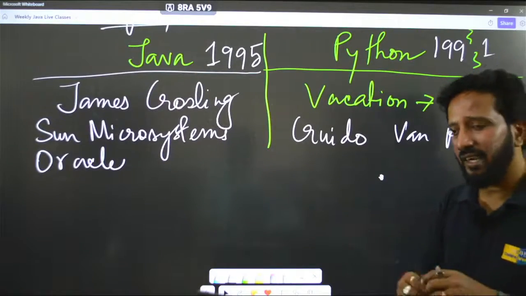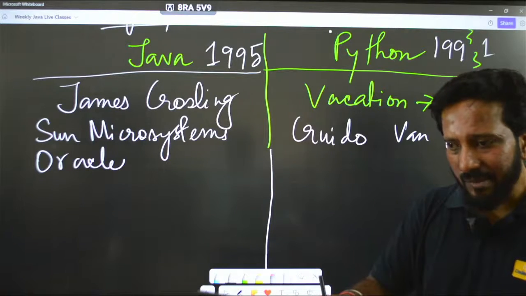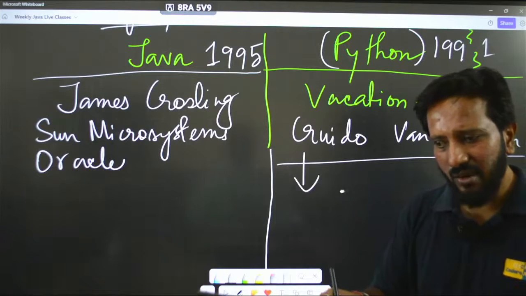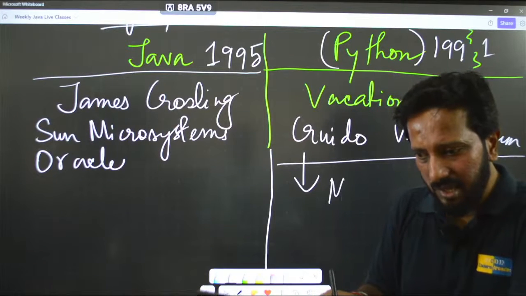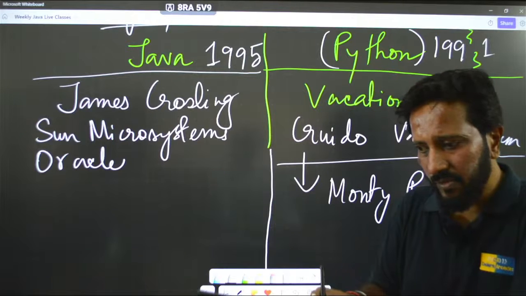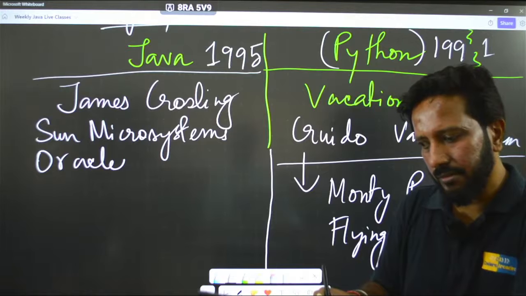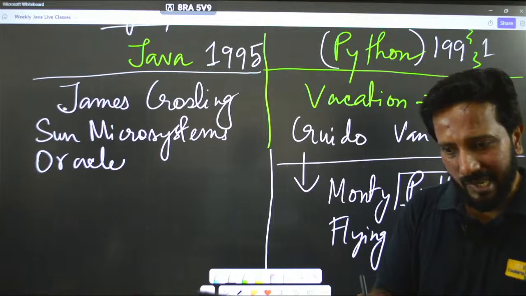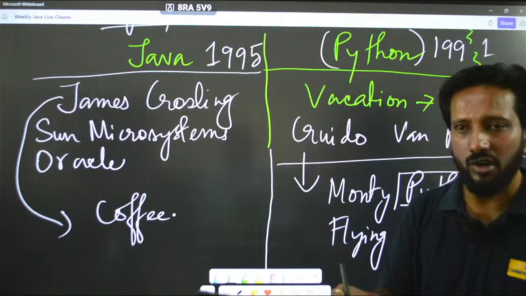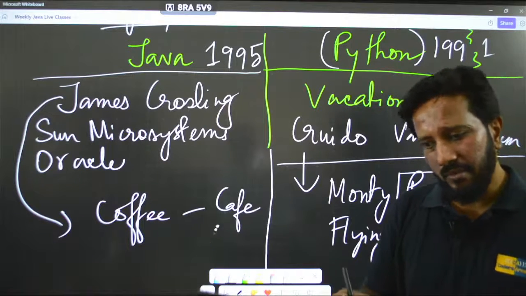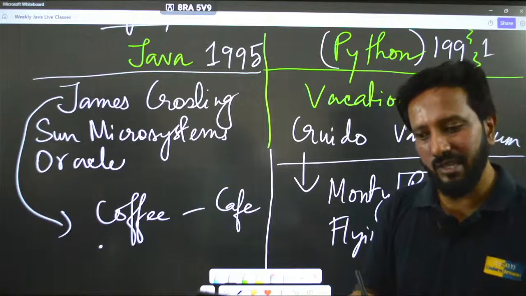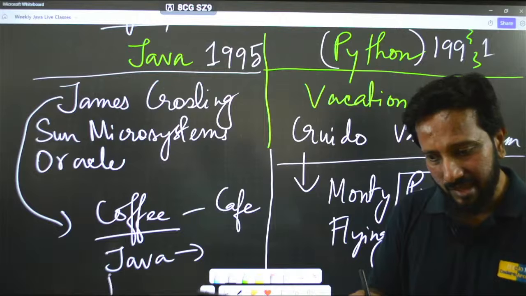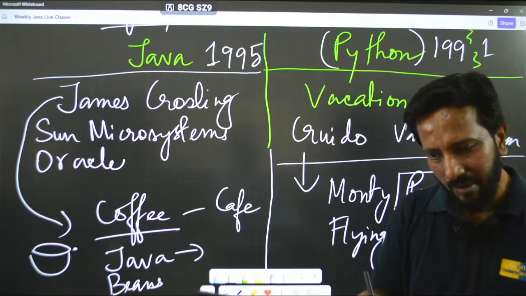People think that Python is named after a snake. Is it so? Python is not named after a snake. Guido van Rossum was a fan of a circus or web series named Monty Python's Flying Circus. Because of that, he took this word and named the programming language after it. Similarly, James Gosling was actually sipping coffee in a cafe. Based on that, he named the programming language Java, because the coffee brand was Java and the smaller beans were called Java beans. So you can see in the logo of Java we have a coffee symbol like this.